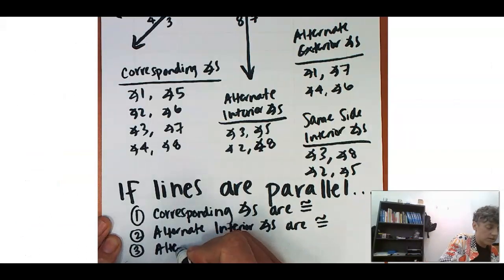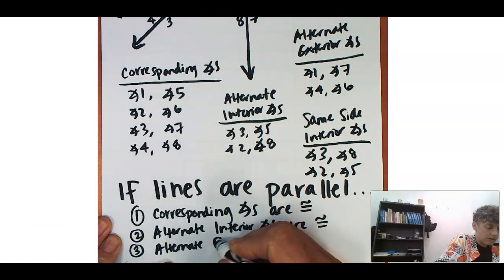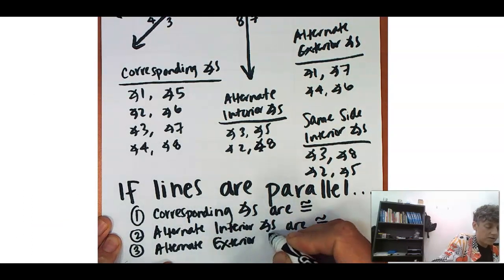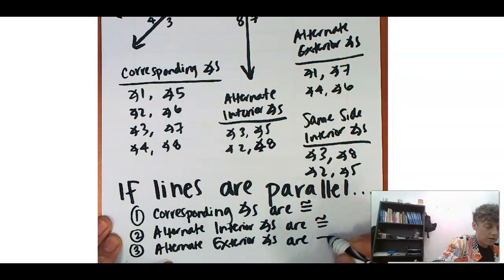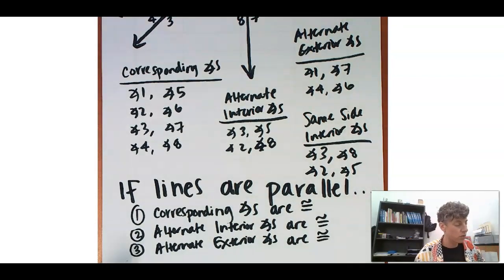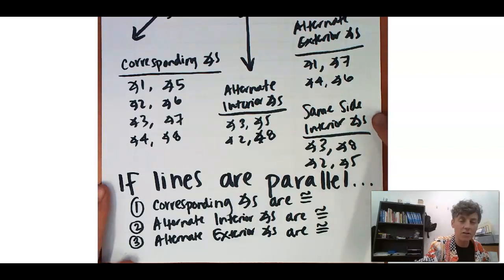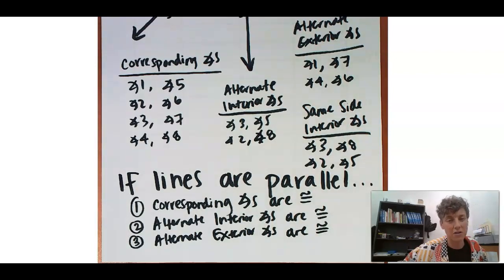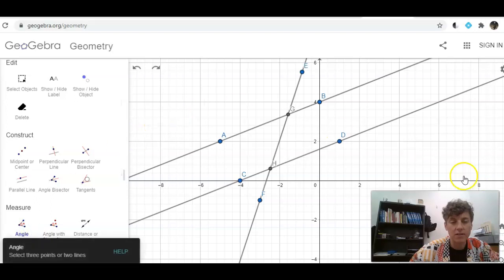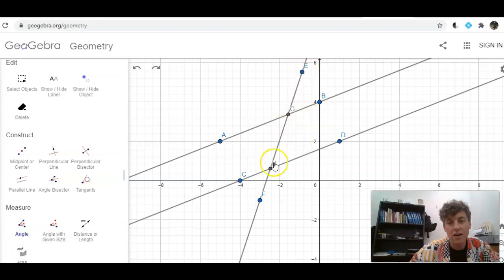Alternate exterior angles are congruent. So far we've got corresponding angles are congruent, alternate exterior angles are congruent, and alternate interior angles are congruent. The only thing we need to investigate now are same side interior angles. Same side being the same side of the transversal, and interior being inside these two lines.